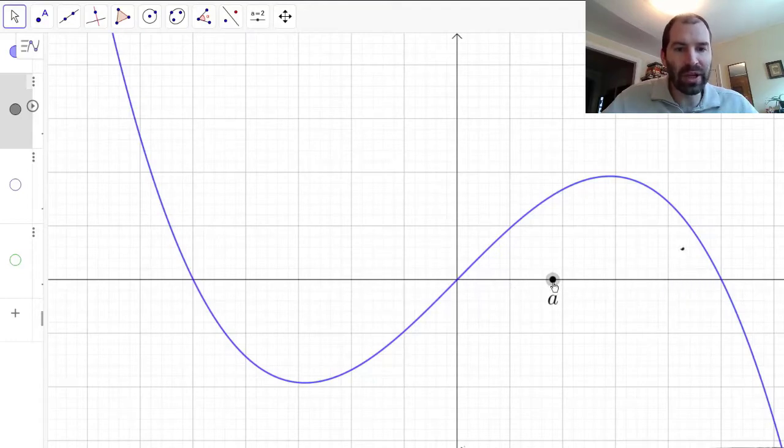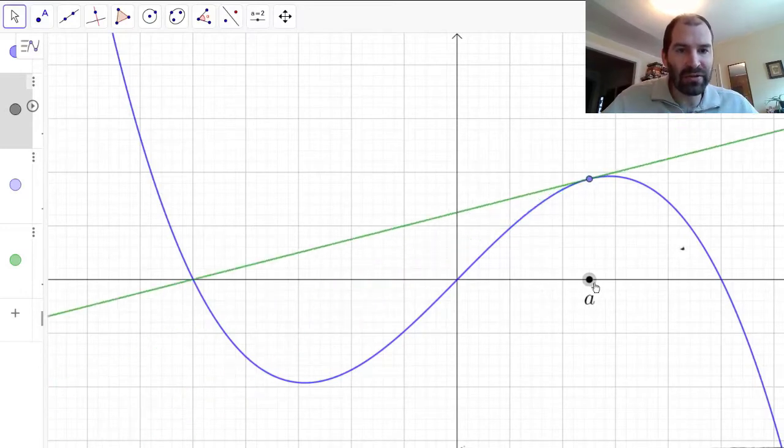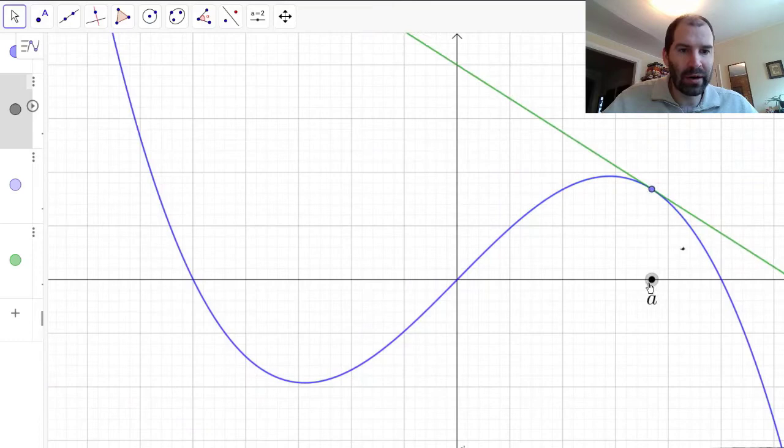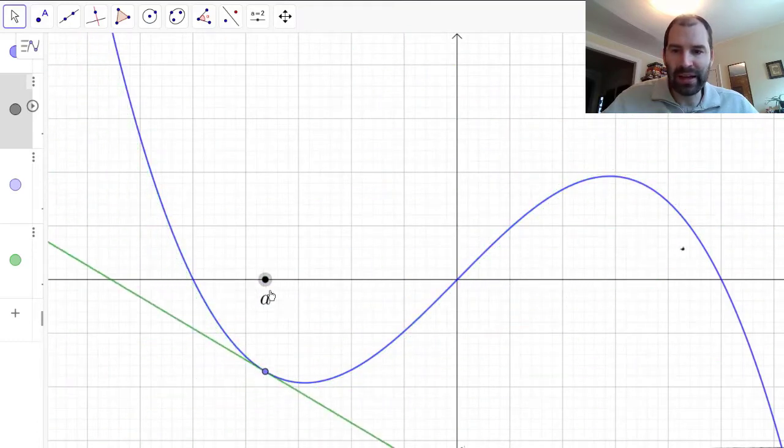Now what I want to do is go up to the graph and get a point. There we go. And I want to now draw the tangent line to the graph through that point. There it is in green. You can see as I change the value of our x-coordinate, the slope of that tangent line changes.